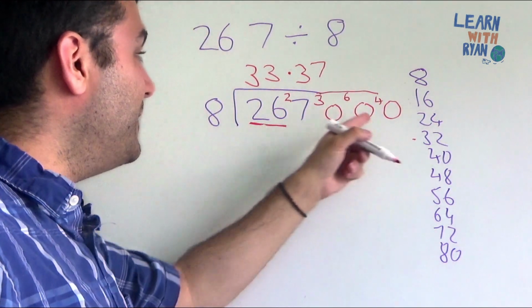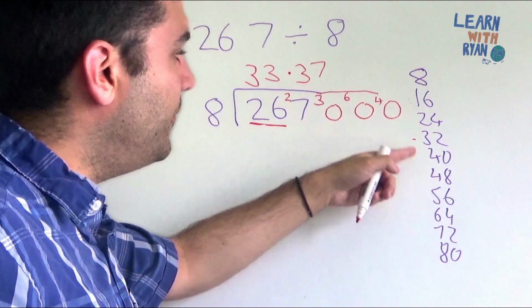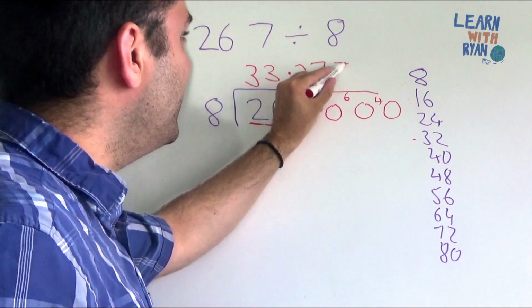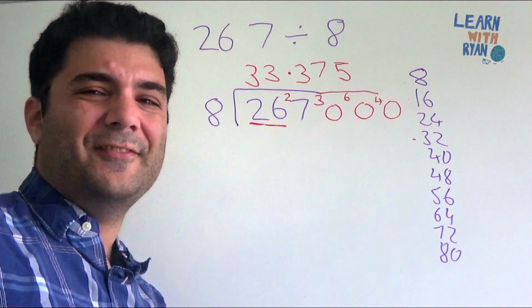And then how many 8s in 40? Well, that's going to be 5. 1, 2, 3, 4, 5 with no remainder. So the answer is 33.375.